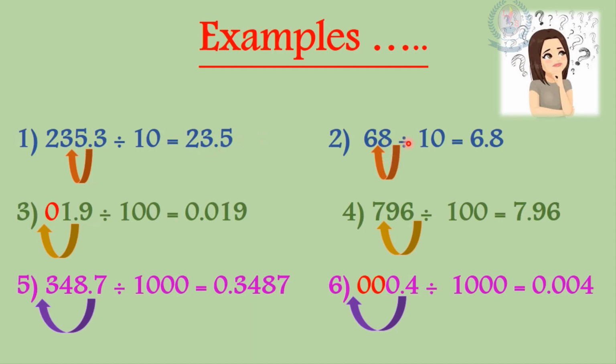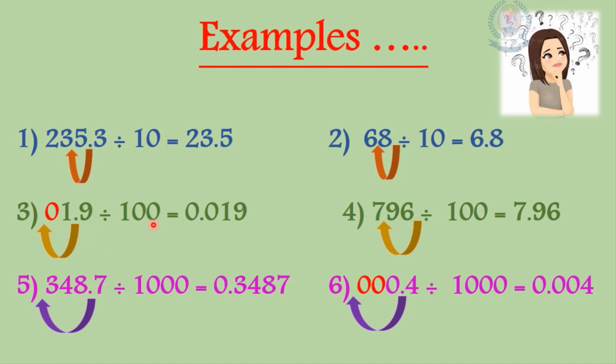Second one, 68 divides by 10. Here just a whole number is there. As we already know, if we can't see any decimal place, it means after the last digit, decimal place is there. That means after 8, decimal point is there. So here also we have to divide by 10, so we take the decimal place to left hand side by 1 digit. So it comes in between 6 and 8. The answer is 6.8.